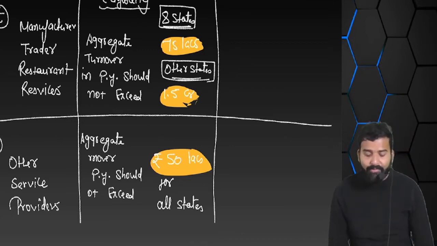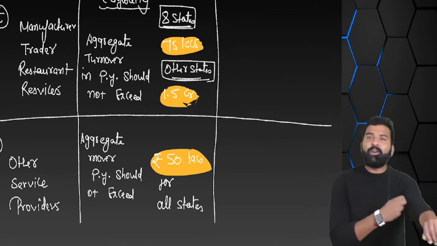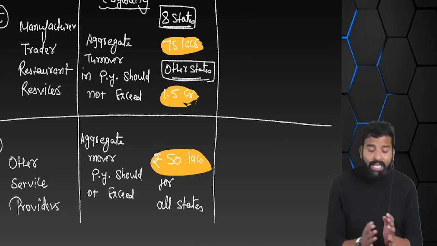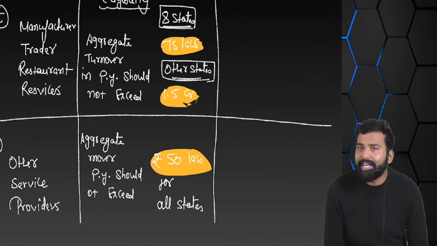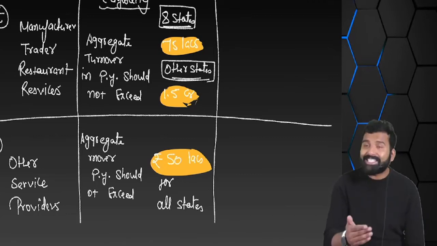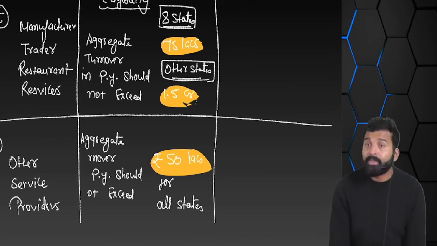So manufacturer, trader, and restaurant services can avail this scheme, but the limit is 75 lakh for the 8 states and 1.5 crore for all the other states. For other service providers, the aggregate turnover should not exceed 50 lakh for all states. So in case of services, there is no different limit for the states. But in case of manufacturing, trading, or restaurant, there are different limits: 75 lakh in the 8 states, and 1.5 crore for all the other states. One more thing.